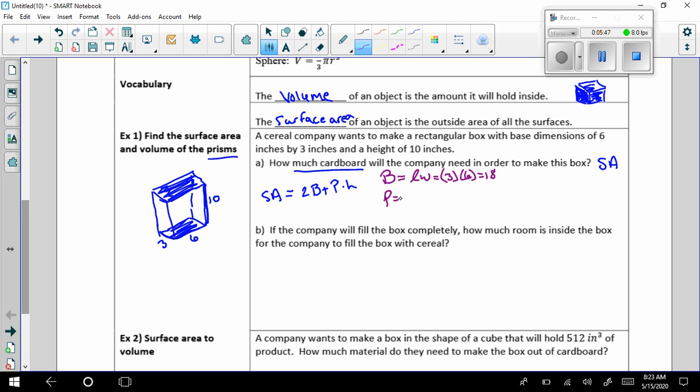Capital P is the perimeter of the base. The base is a rectangle, so 2L plus 2W. So 2 times 3 plus 2 times 6 is 6 plus 12, which is 18. That is an accident. And then the height of the prism is 10. You should use pretty much every number on this one. They're not going to give you extra numbers when it comes to surface area. And so then we can just plug those in. So 2 times 18 plus 18 times 10.